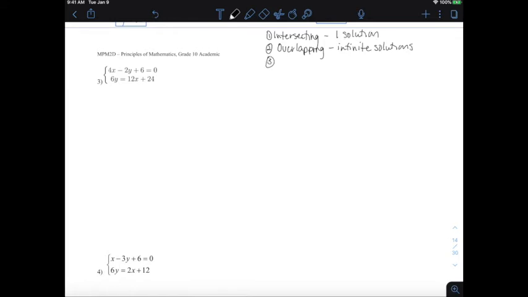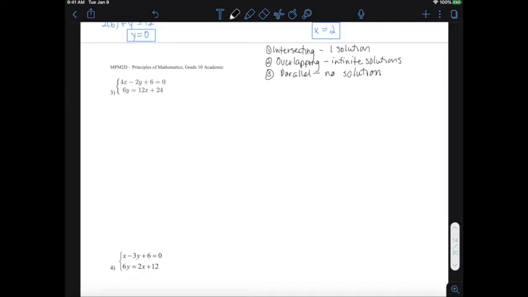Okay, and parallel is what we call the last type, and this type had no solution. So I'm going to go through these questions, and I'm going to do them, and we'll see that I've included examples of each type. So we just saw 2 examples of an intersecting system.